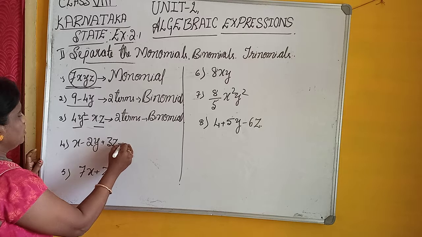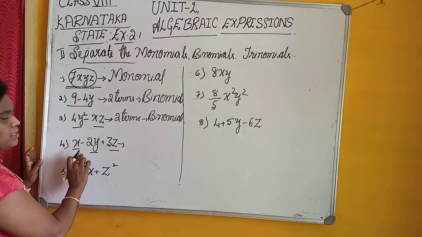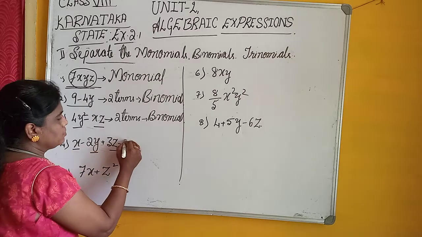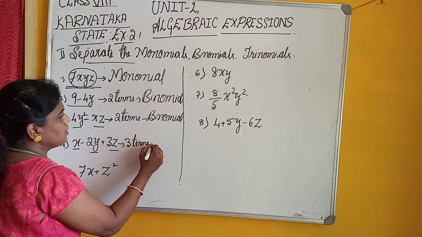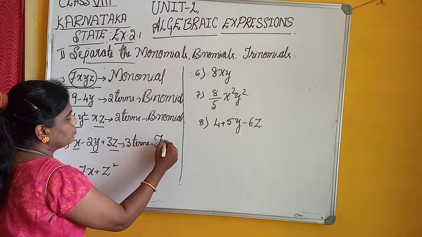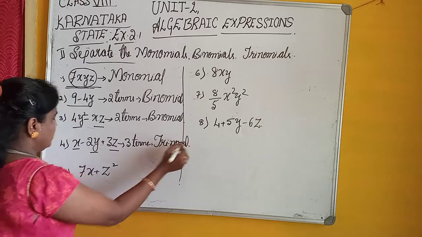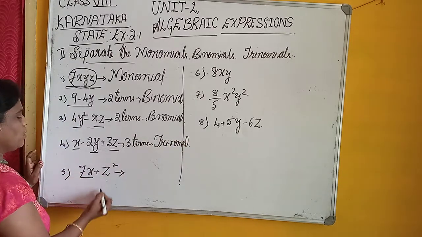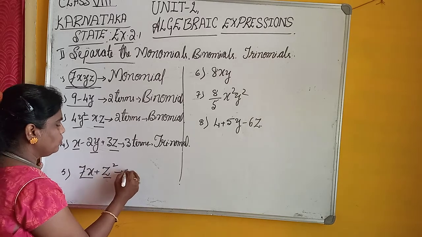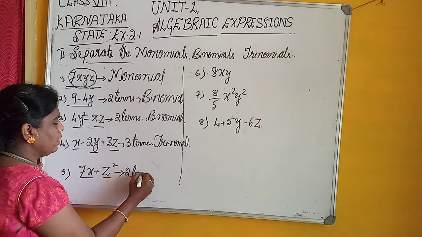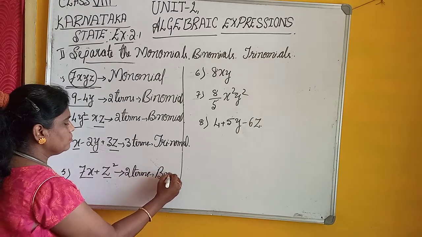Next, in this, 1, 2, 3, separated by minus and plus symbols. So, three terms. Therefore, it is a trinomial. Next here, this is one term and this is one, separated by a plus symbol. Therefore, two terms. We have to tell binomial.